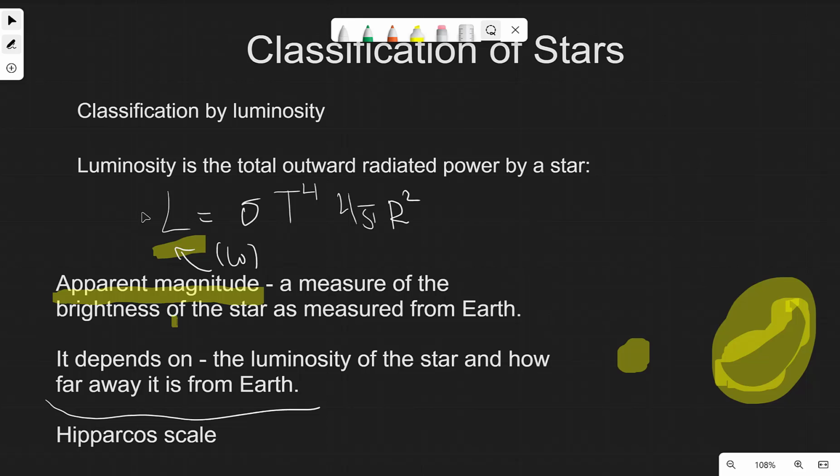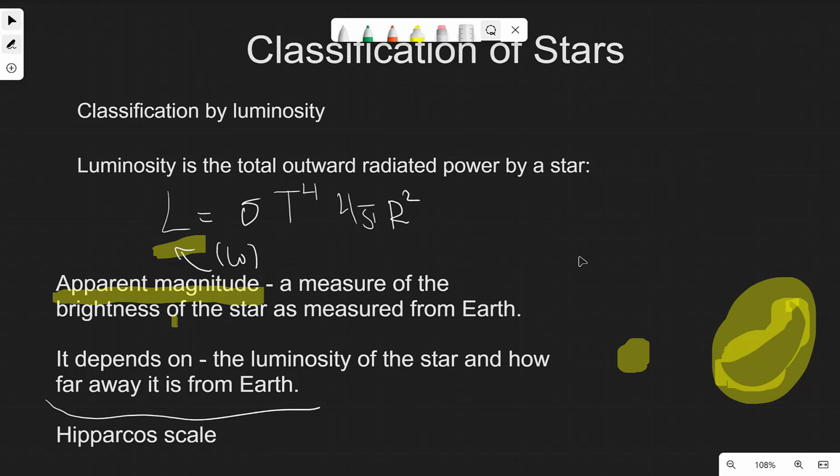It's what astronomers call power, and it depends on things like a constant multiplied by the temperature raised to a power of 4 and then the surface area. In general, the brighter the star is, either the temperature is much higher or its radius is much higher. It's just measured in watts.